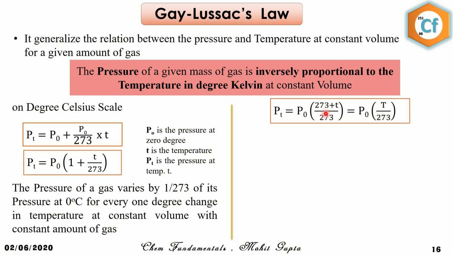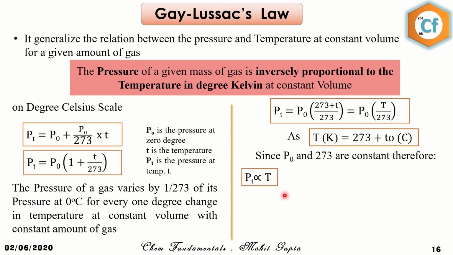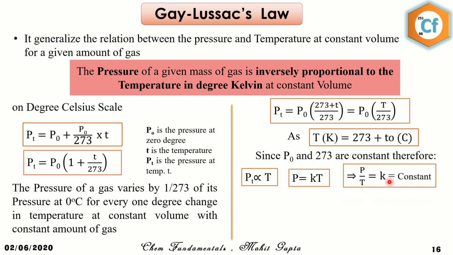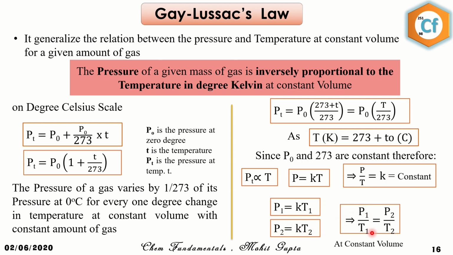Now I can take the LCM, and I'll get 273 plus T, where T is in degrees Celsius, so it will become the temperature in Kelvin. Now I can write capital T. Since P naught and 273 are both constant, P is directly proportional to the temperature. On removing the sign of proportionality, I can write P is equal to KT, where K is the constant, or I can even write P divided by T is equal to a constant. At two different temperatures, P1 is equal to KT1 and P2 is equal to KT2. On dividing the two, I'll get P1 by T1 is equal to P2 by T2 at constant volume.